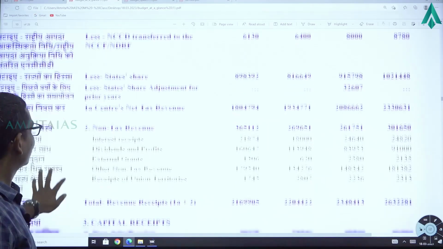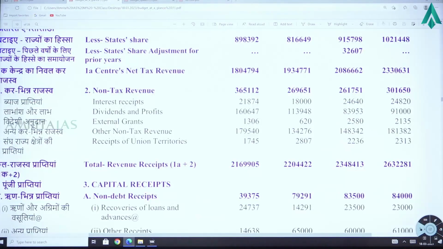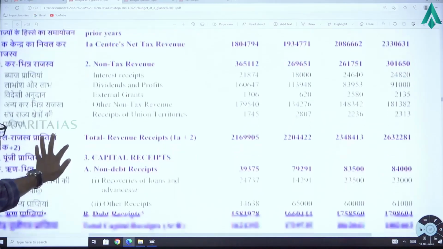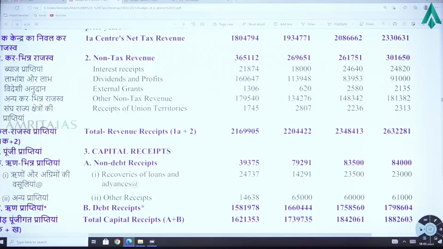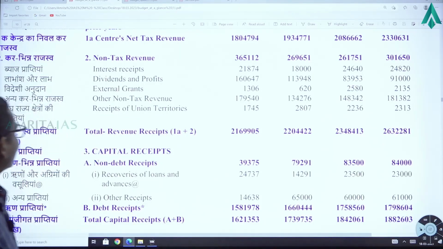10,21,448. Center share is how much? 23,30,631. Now come to the non-tax revenue. What are the components of non-tax revenue? Interest receipts, dividend and profits, external grants, other non-tax receipts, and receipts of union territories.